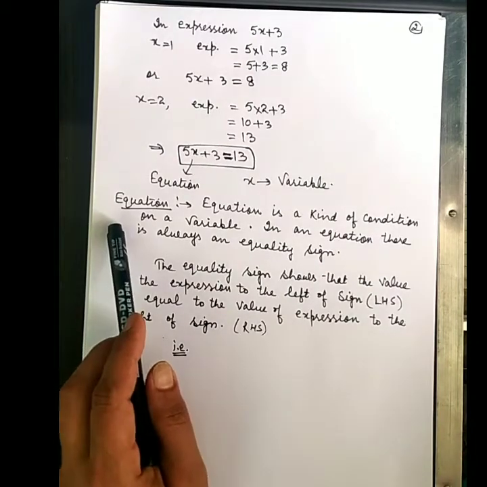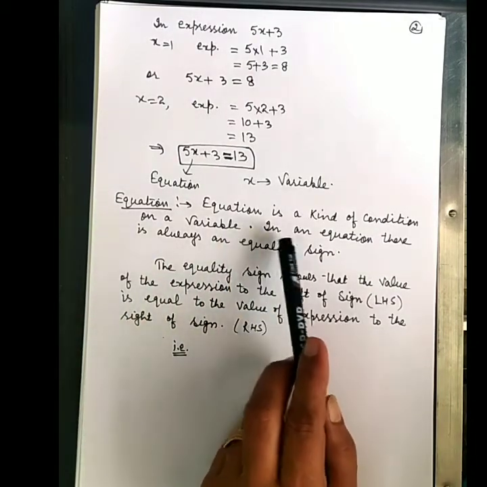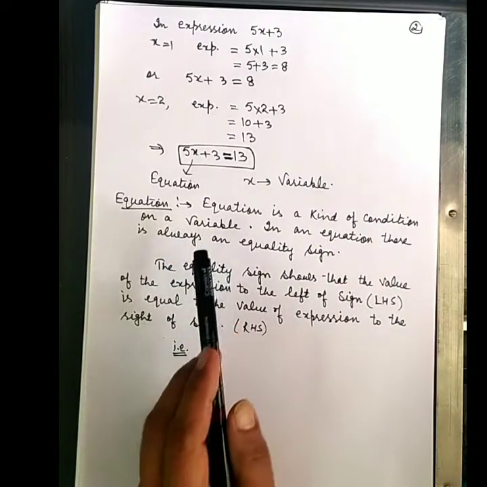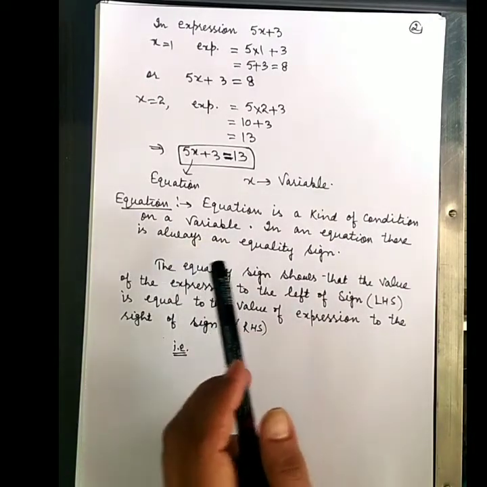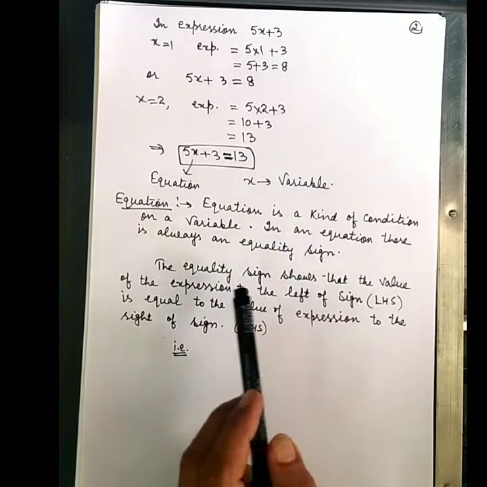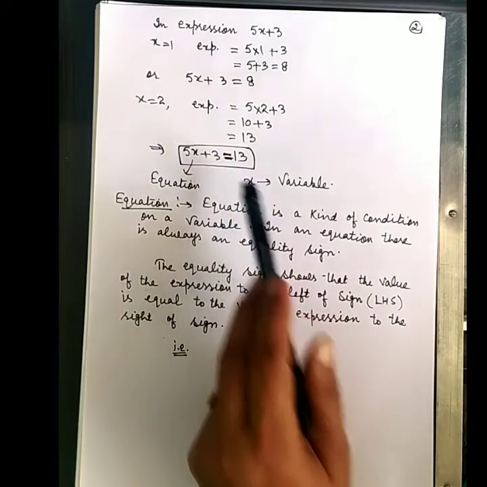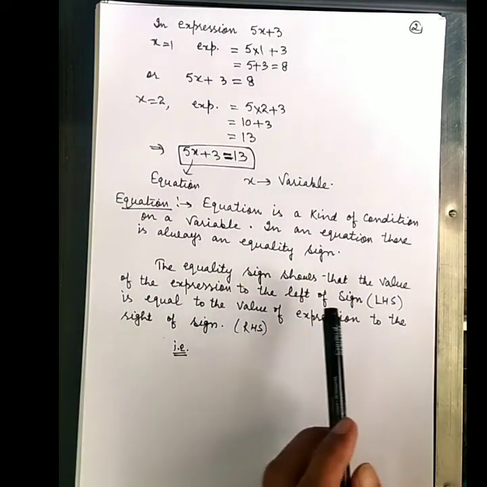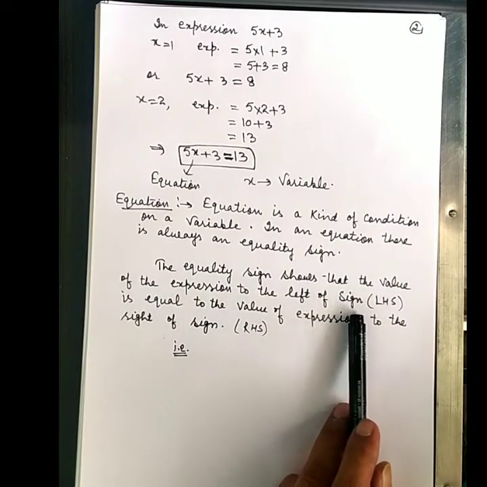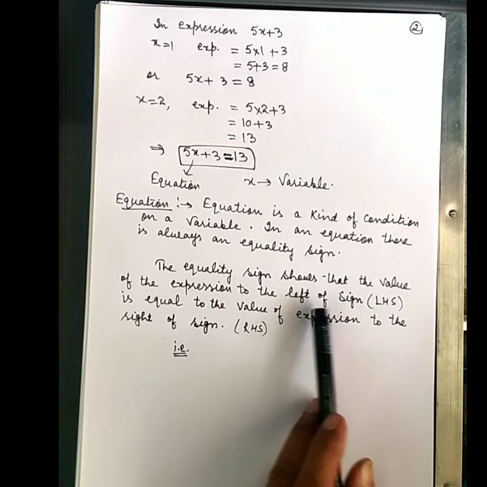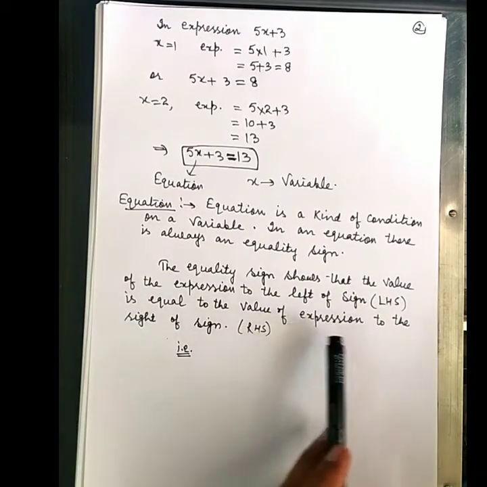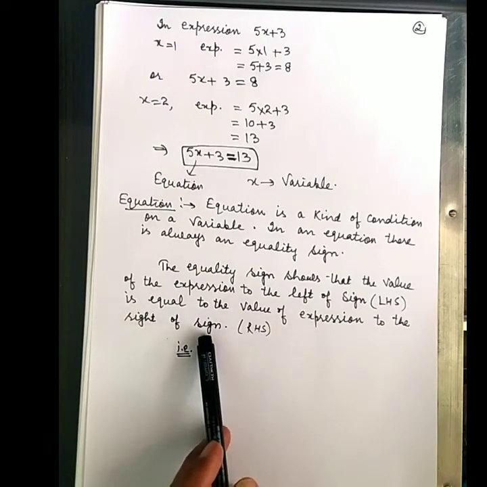So the definition of equation is, equation is a kind of condition on a variable. Variable means whose value is to be found. In an equation there is always an equality sign, as I said earlier. The equality sign shows that the value of the expression to the left of the sign, that is called left hand side, is equal to the value of the expression to the right of the sign, that is called right hand side.